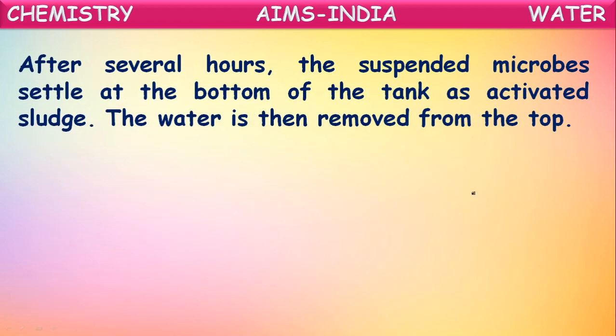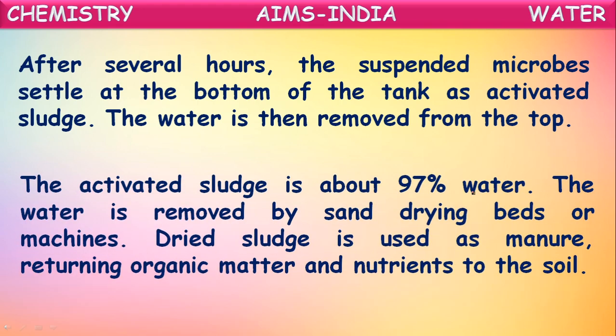After several hours, the suspended microbes settle at the bottom of the tank as activated sludge. So then what happens? These microbes will settle slowly at the bottom of the container or tank as activated sludge. The water is then removed from the top, so the sludge will remain at the bottom. The activated sludge is about 97% water. The water is removed by sand drying beds or machines. So from this activated sludge, water is removed by either machines or sand beds.